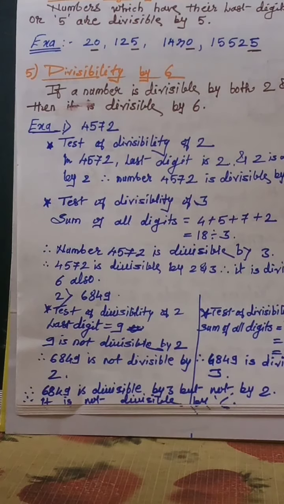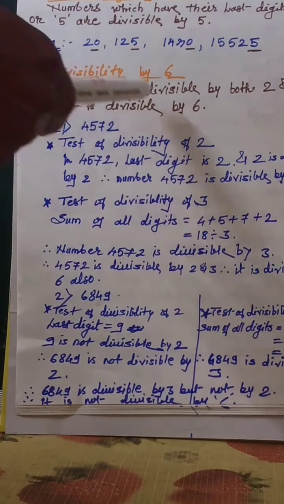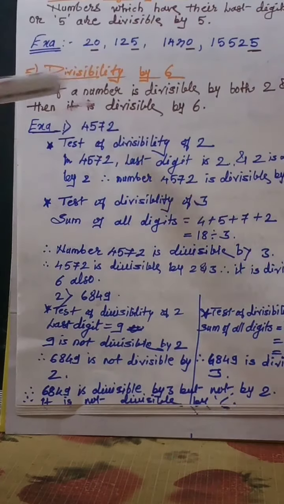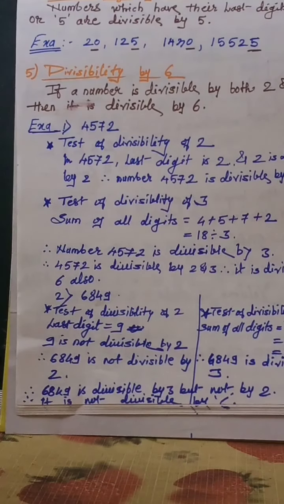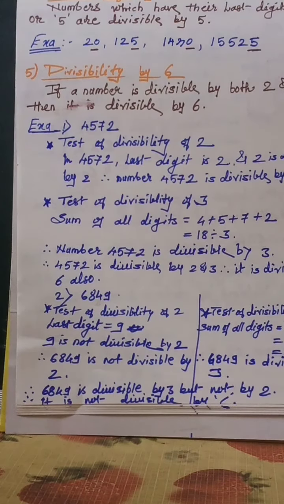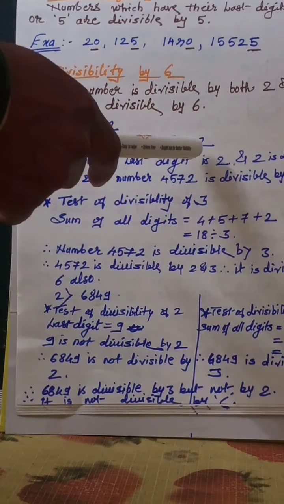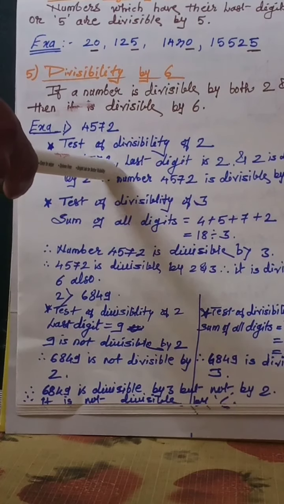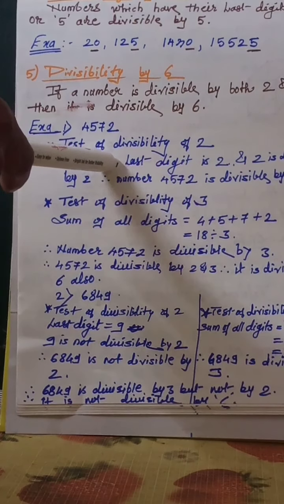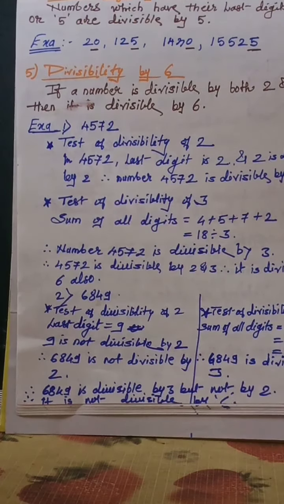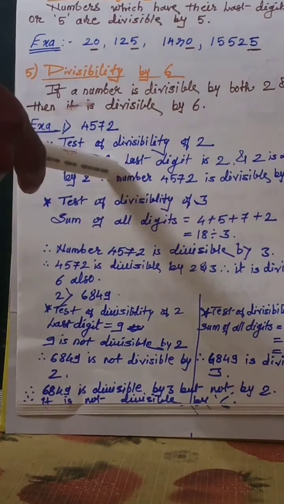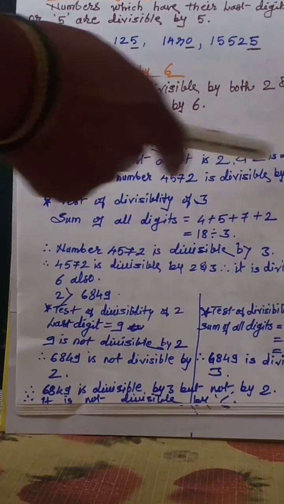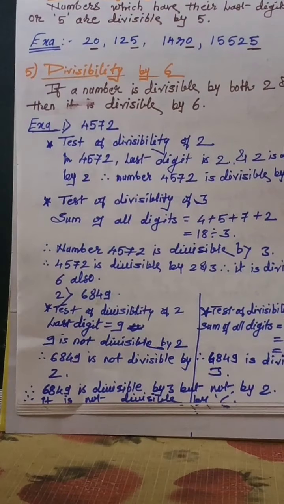Now divisibility by 6. If a number is divisible by both 2 and 3, then it is divisible by 6. We have already learned about the divisibility of 2 and 3. The divisibility of 2 says that if the last digit is 0, 2, 4, 6, 8, then that number is divisible by 2. Here the last digit is 2. Therefore, this number is divisible by 2.